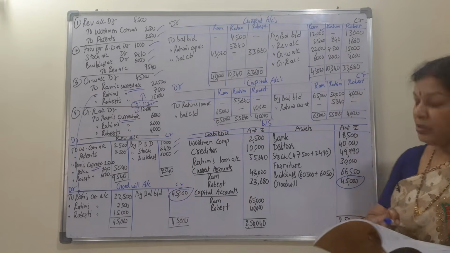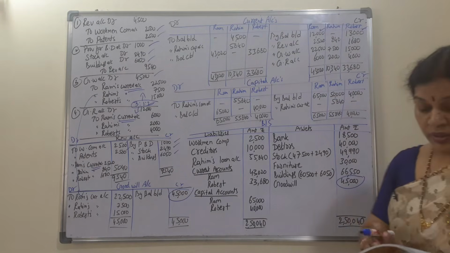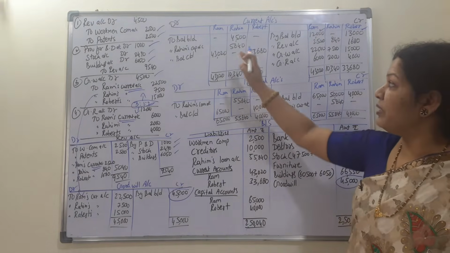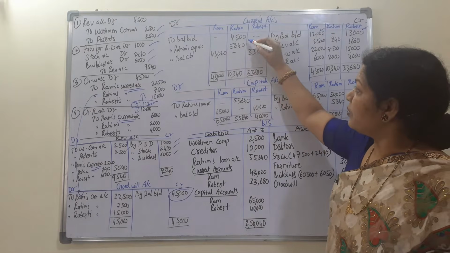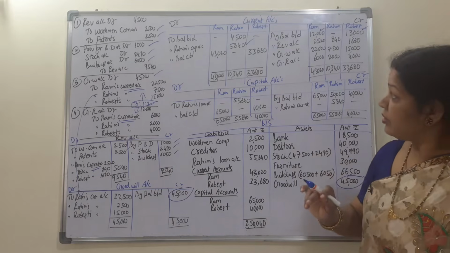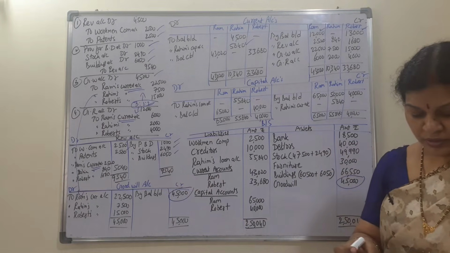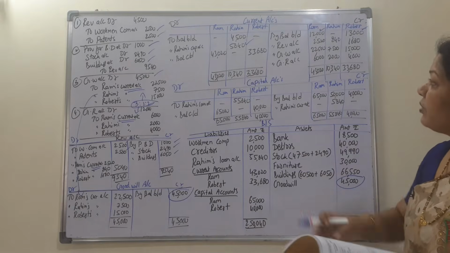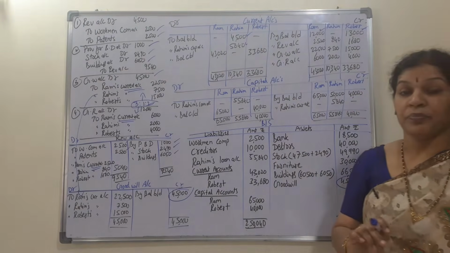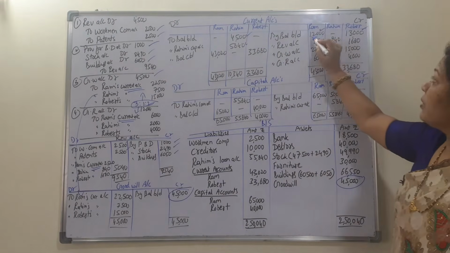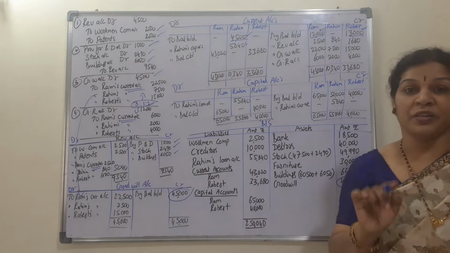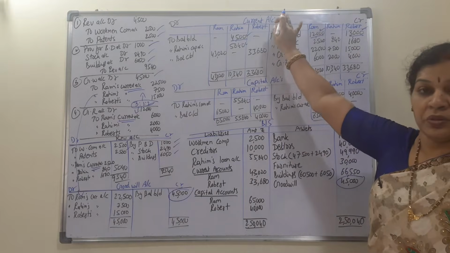Then Robert is 13,000 and Rahim's is on the asset side. Asset side, that is why we have written it on the debit side. Rahim's 4,500. This one 4,500. Opening balance of Ram, Robert, Rahim. This is the current account. Okay.